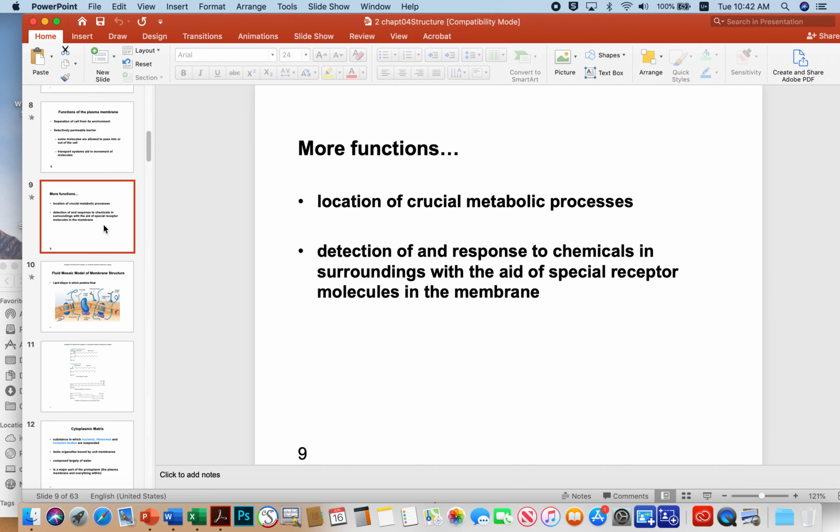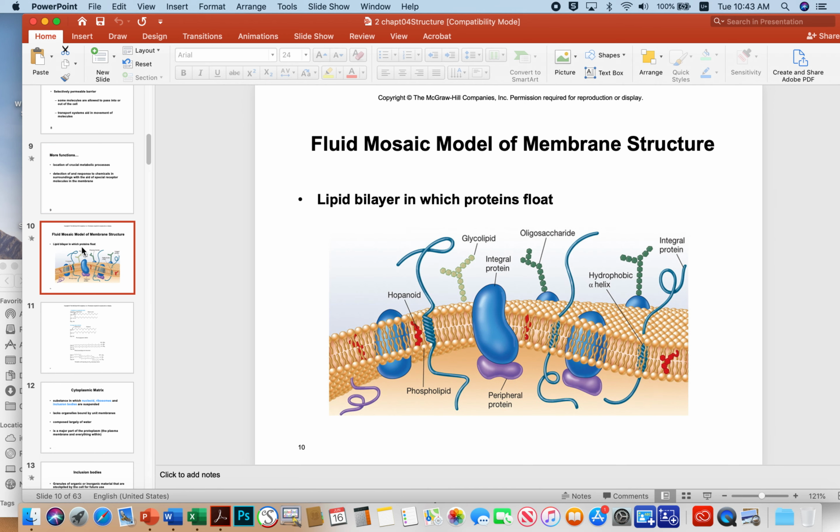Some of the additional functions: it's the location of a lot of crucial metabolic processes, like the electron transport chain, which is often located in the cell membrane, if the microbe has one, or has some version of an electron transport chain. Detection and response to chemicals usually occur through receptors that are embedded in the membrane. So microbes can use these receptors to process their environment to figure out whether it's a beneficial or a hostile environment. And that often tells them whether they need to get out of there or pursue that particular environment more closely. And this is just a quick overview of some of the things you might find.